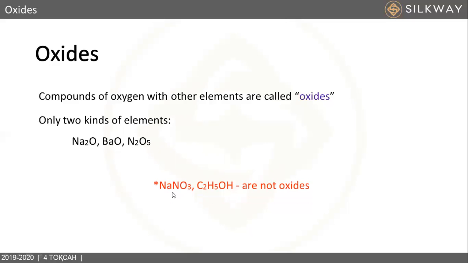Sodium nitrate and some alcohols are not oxides. This compound contains 3 different elements: sodium, nitrogen, and oxygen. Here there are also 3 different elements: carbon, hydrogen, and oxygen.